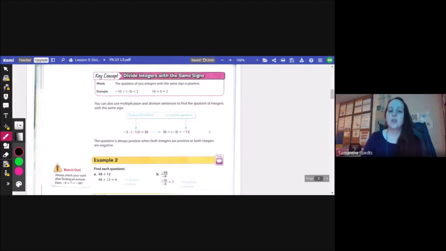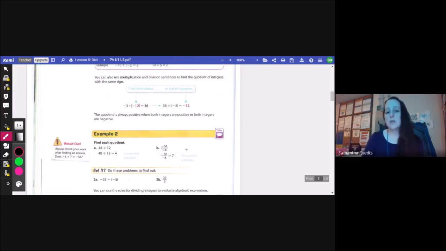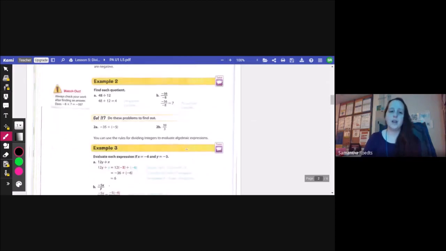Okay. You can use multiplication and division sentences to find the quotient of integers with the same sign. So again, just like we did previously, -3 times what gives me 36? Well, -12 gives me 36, so 36 divided by -3 is -12. The quotient is always positive when both integers are positive or both integers are negative. All right, so let's try it.